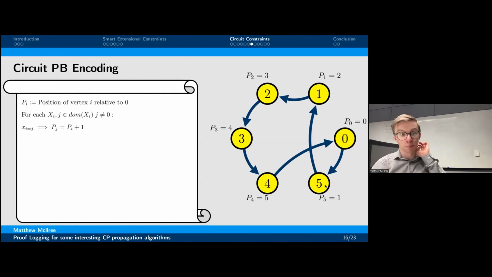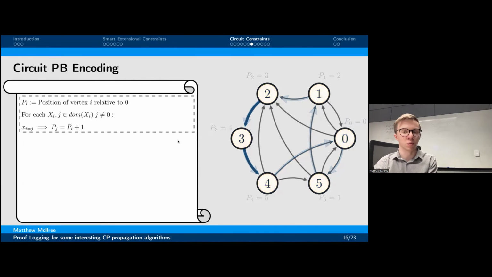We can use a very simple encoding to enforce the no-subcycle restriction, again with reified constraints, by saying: if the CP variable xi equals j, then pj has to be exactly one more than pi. And we introduce this for every pair of values i and j, so for every variable xi and every j in the domain of xi. We need to do something different when we're reaching back to 0, and obviously we need to define p0 equals 0 and arbitrarily start somewhere. But this actually turns out to be enough to enforce the Hamiltonian circuit.